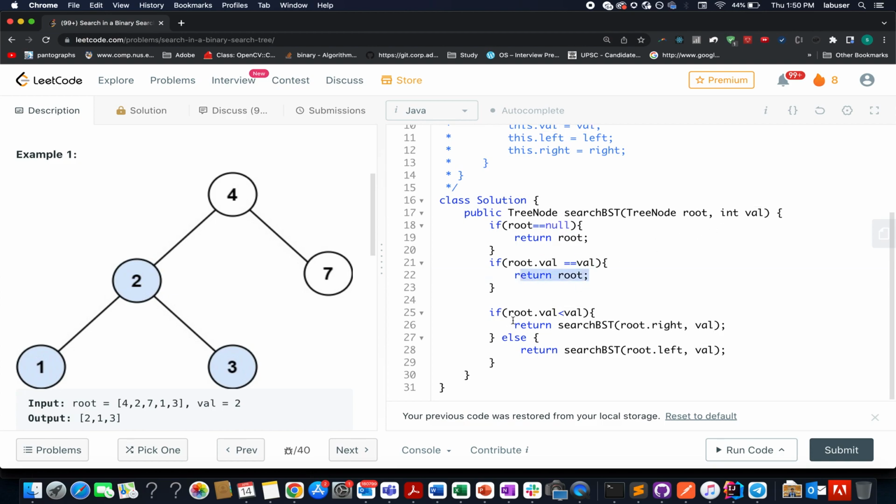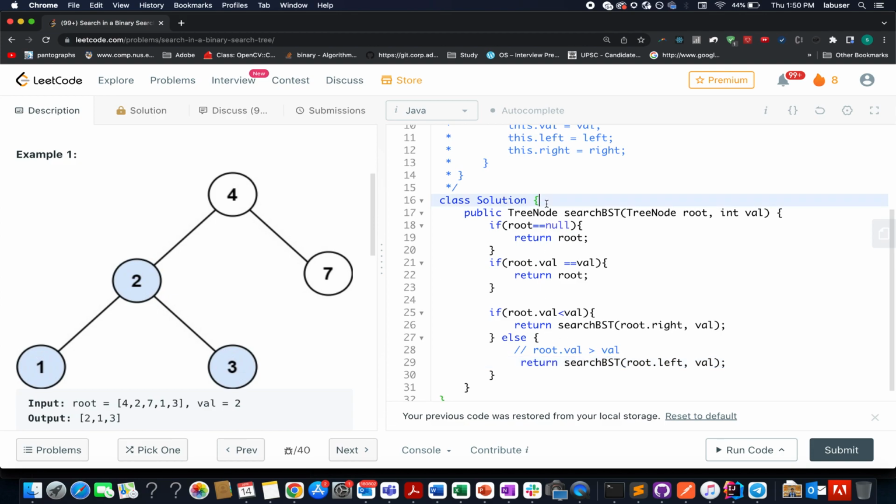And in case my root dot val happens to be of lower value than the value I'm looking for, that means I should move towards the right direction, because on the right side of the root there will be greater values. Otherwise, for the case where my root dot val is of more value than the value I'm searching for, then what should I do? I should move towards the left direction. Why left direction? Because the left part of the tree will have lower values in comparison with the root, as per the definition of a binary search tree.